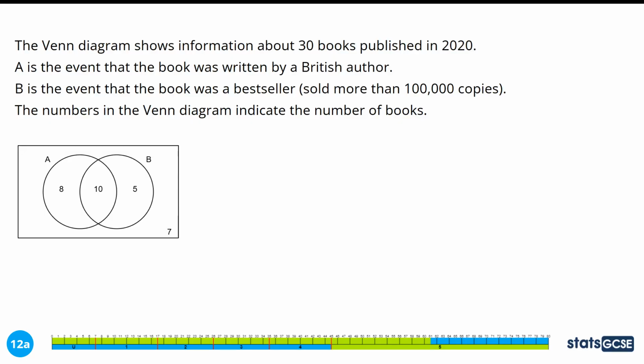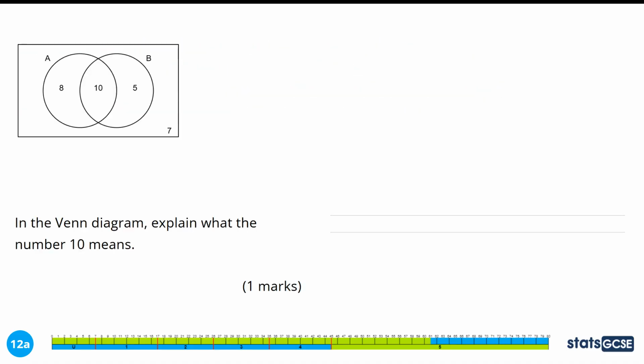The Venn diagram shows information about 30 books published in 2020. A is the event that the book was written by a British author. B is the event that the book was a bestseller, as in sold more than 100,000 copies. The numbers in the Venn diagram indicate the numbers of books. In the Venn diagram, explain what the number 10 means. The 10 is in the overlap of A and B, so it will be the number of books written by a British author and were a bestseller.